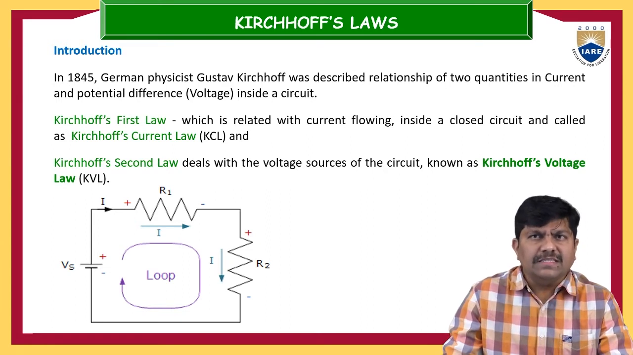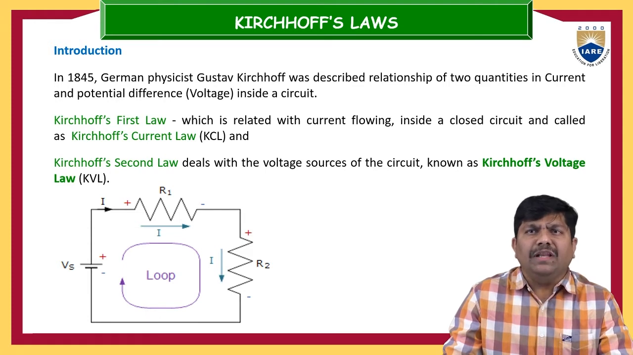As per Kirchhoff's first law, this is related to the current flowing inside a closed circuit, and it is called Kirchhoff's current law. In short, it can be represented as KCL. And the second one is Kirchhoff's second law. It deals with the voltage sources of the circuit, which is known as Kirchhoff's voltage law. This is KVL.